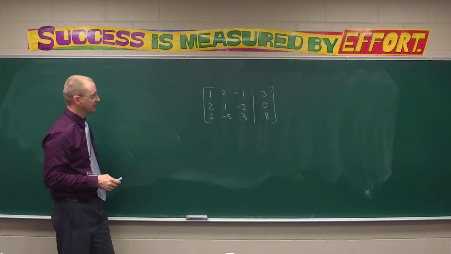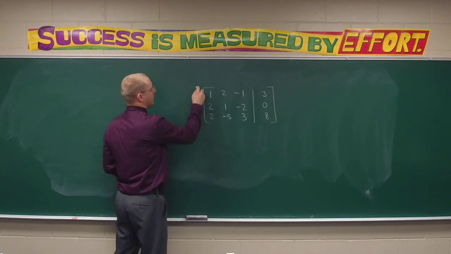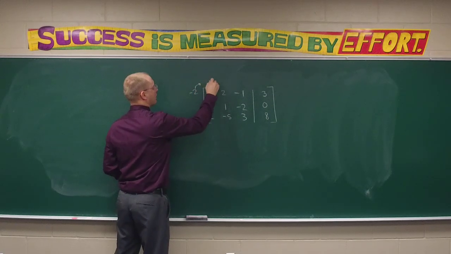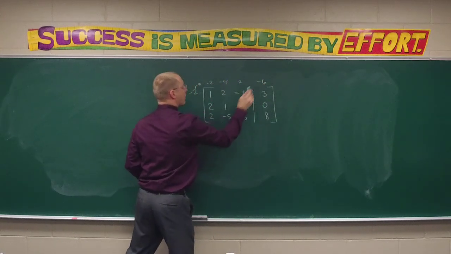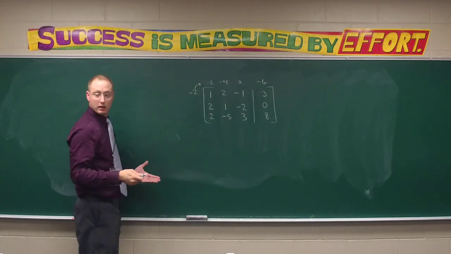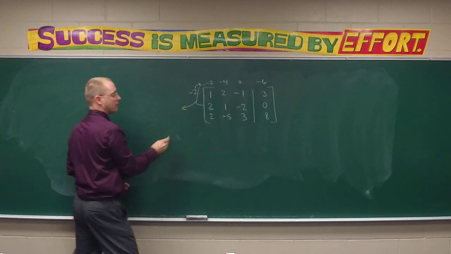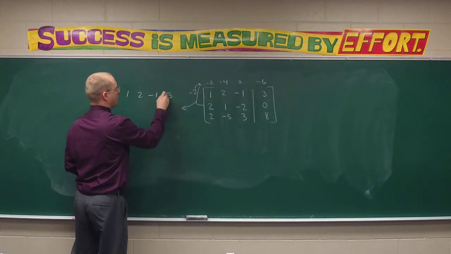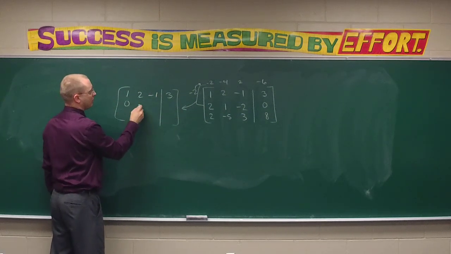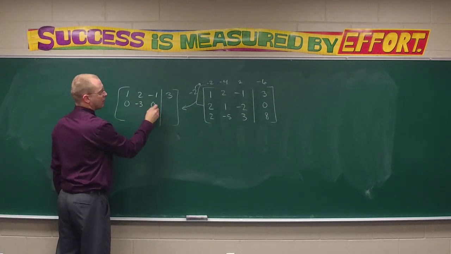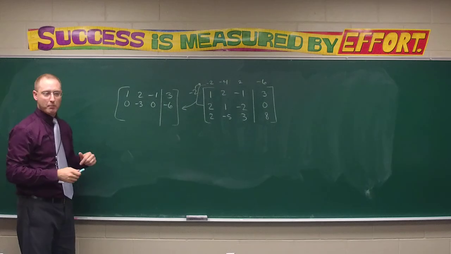Multiply -2 across the top. Okay, to get what? -2, -4, 2, and -6. All right, and we'll put that with the middle, to make a new middle, correct? Yes. So we want to leave the top alone, but our middle's going to become what now, Michael? 0, -3, 0, -6.